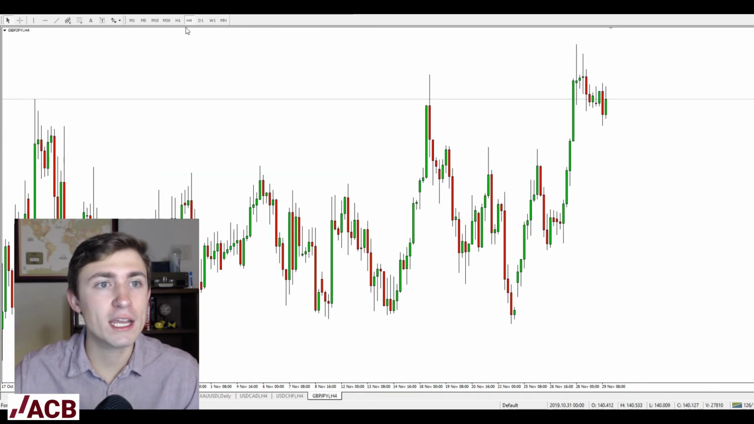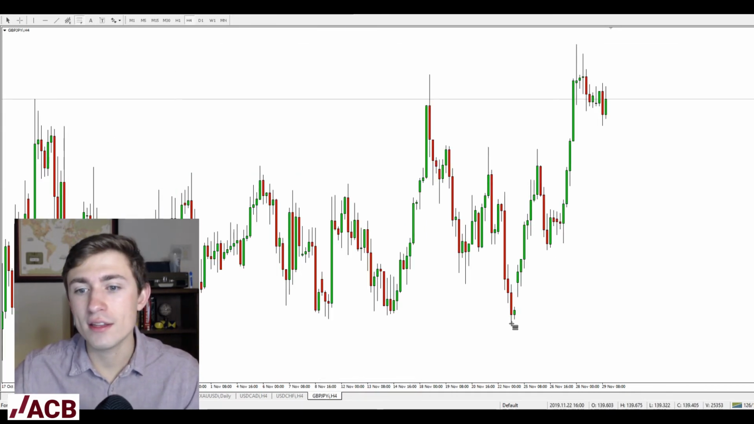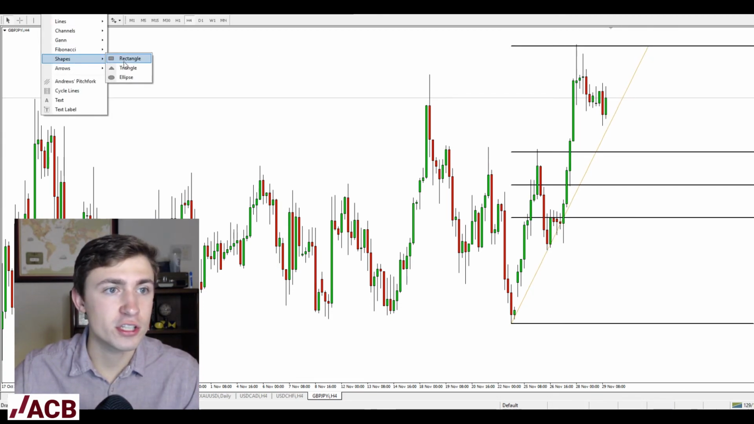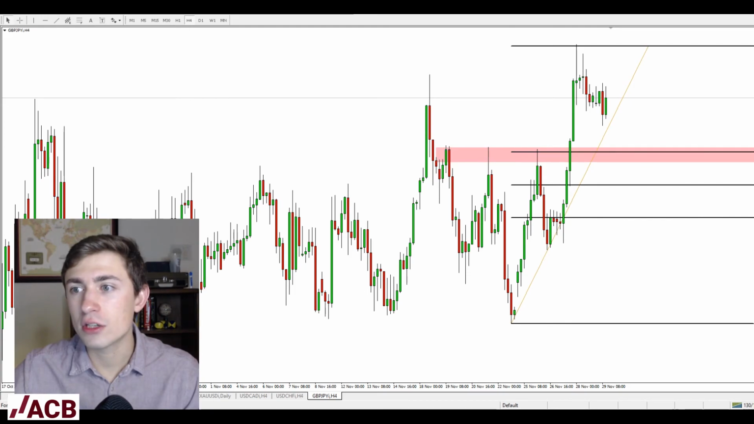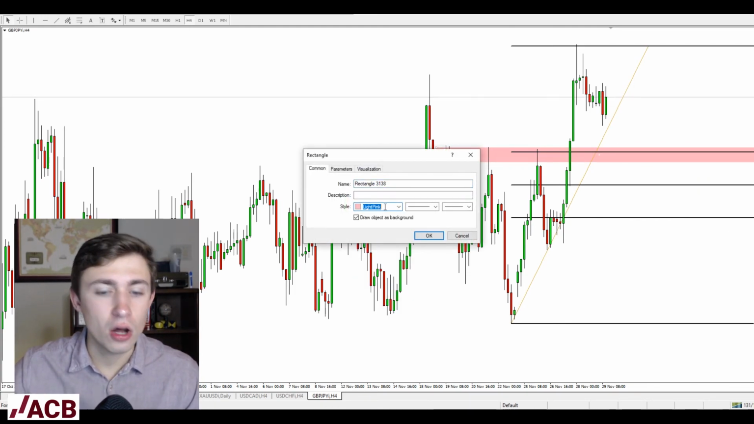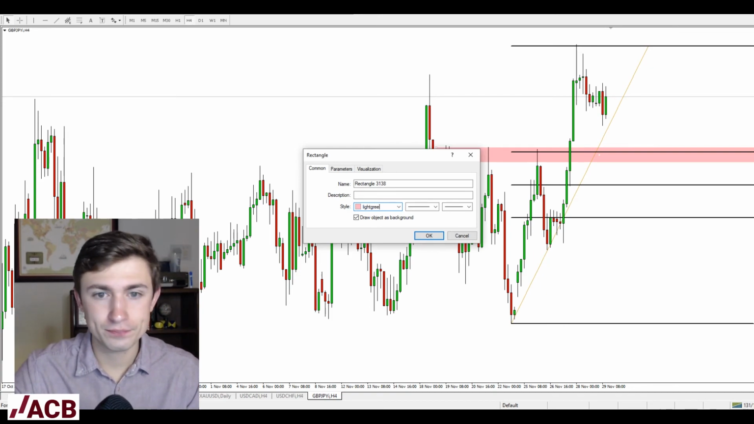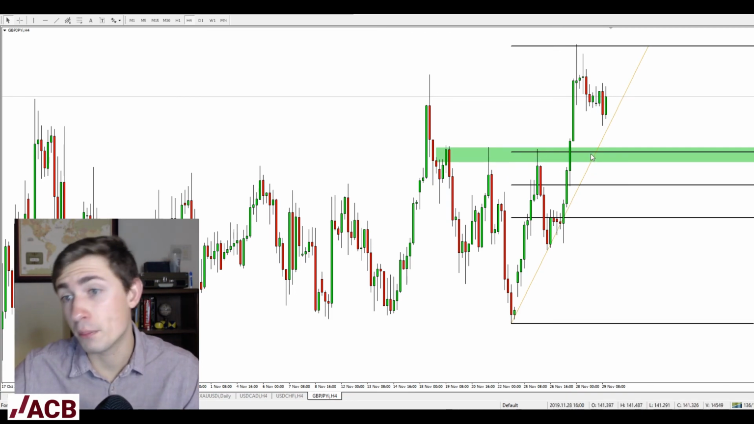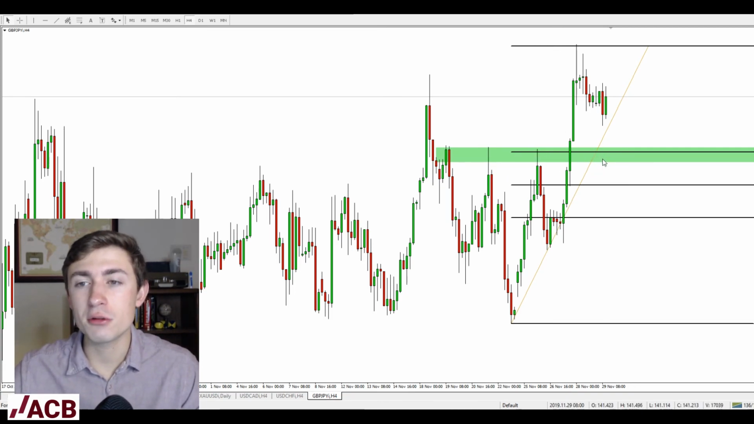GBP/JPY here pulling back. Now, I do want to draw in this fib just in case we see something. This area right here looks like a potentially interesting pullback zone. So if we do see a pullback on GBP/JPY to this 38.2, it lines up nicely with a little resistance zone, which now could potentially be support. So that's one thing to think about from the technicals on GBP/JPY.